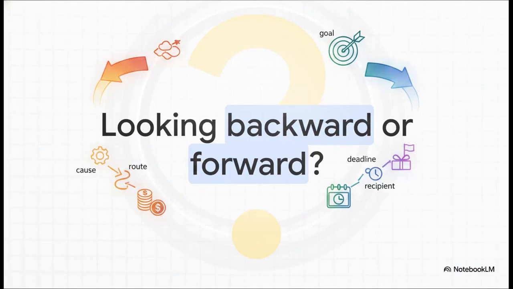To wrap up this explainer, I want to leave you with this final thought. You no longer have to guess. Next time you're about to say for in Spanish, just pause for a split second and ask yourself, is your action pointing backward at the cause, the route, or the price? Or is it pointing forward to the goal, the deadline, or the recipient? Master that spatial mindset, and por and para will literally never trap you again.